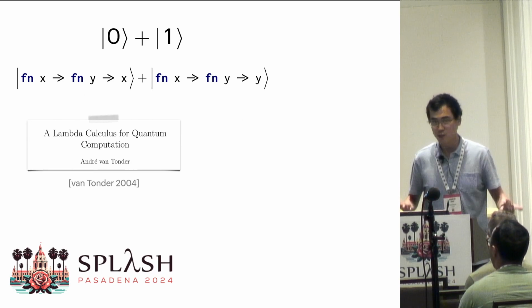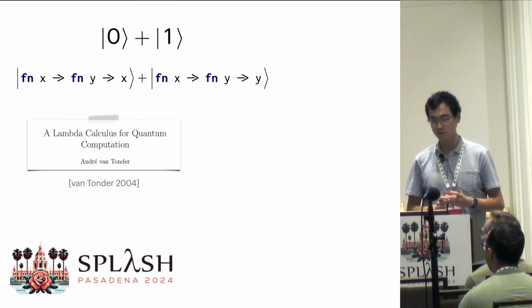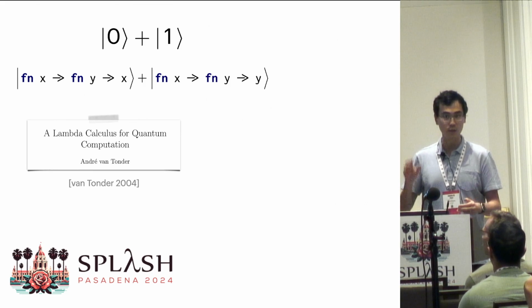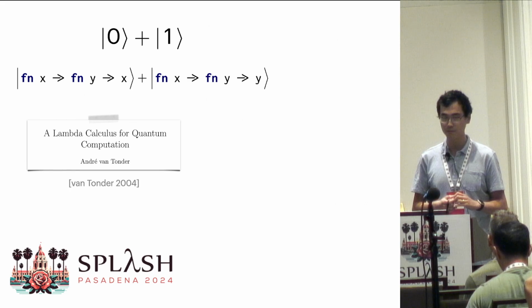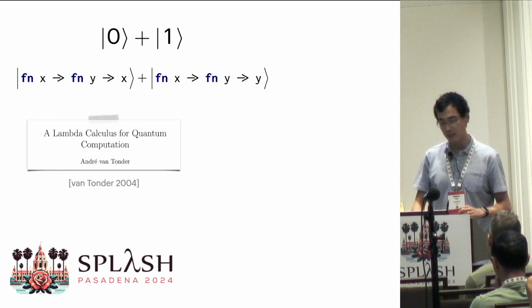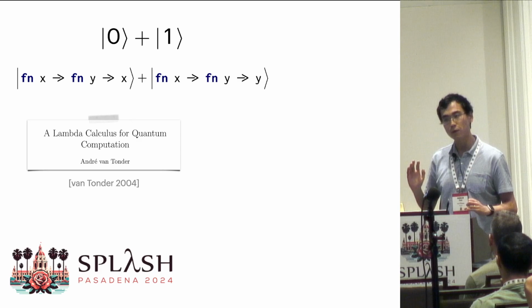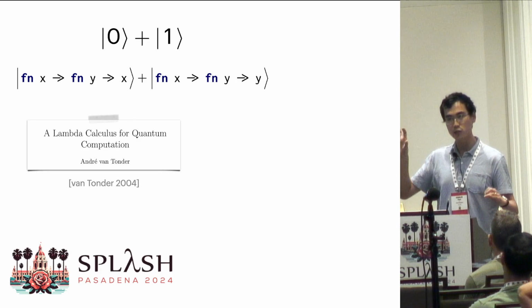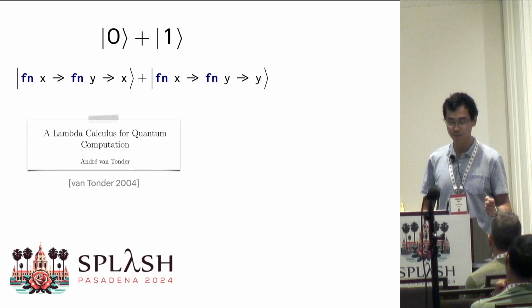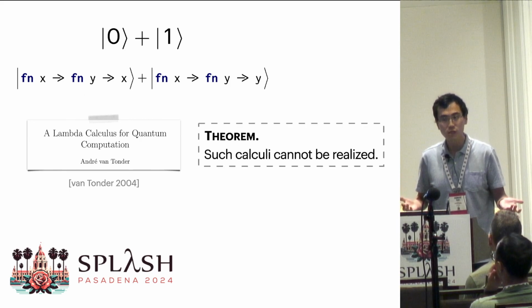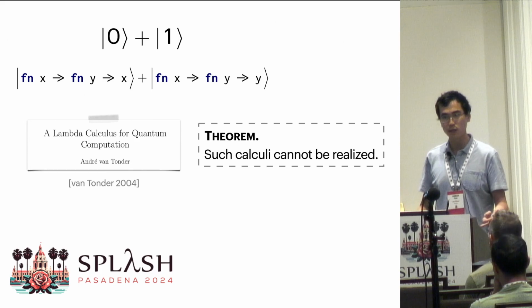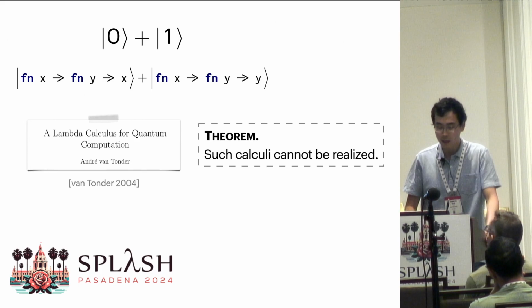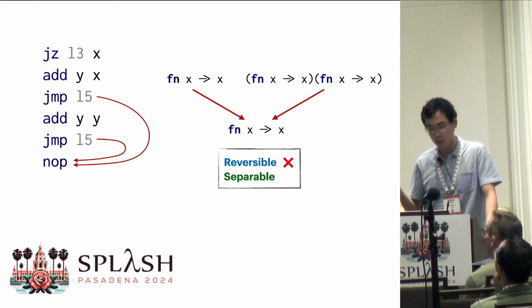In fact, I was beaten to it by this really great paper back in 2004, which proposed a lambda calculus where you can take the terms and put them in superposition. But this story has a bit of a sad ending, which is that the author of this paper never showed how to take this calculus and actually compile it to a real quantum computer. In this work, we prove why, which is that we show that these sorts of lambda calculi simply can't be physically realized. And the reason is the same as we've discussed before.